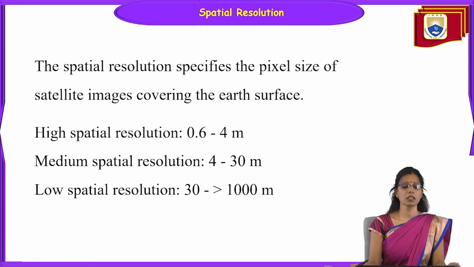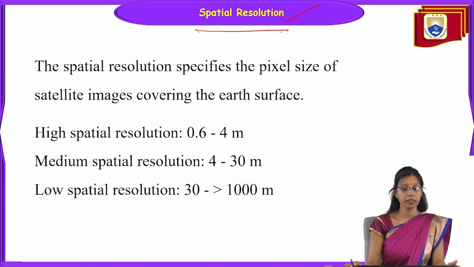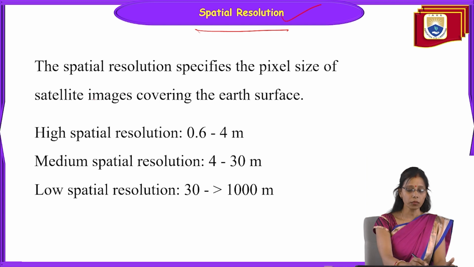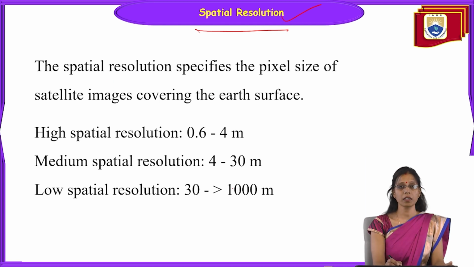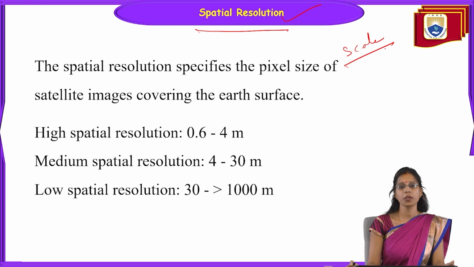Now let us start with the spatial resolution. Here we have just discussed pixels, the number of pixels present, and what is low resolution and high resolution. When you talk about spatial resolution, that means it is in terms of scale. Generally, in aerial photogrammetry we call it scale, or for any map we call it scale. But when you talk about a satellite image, it's resolution.